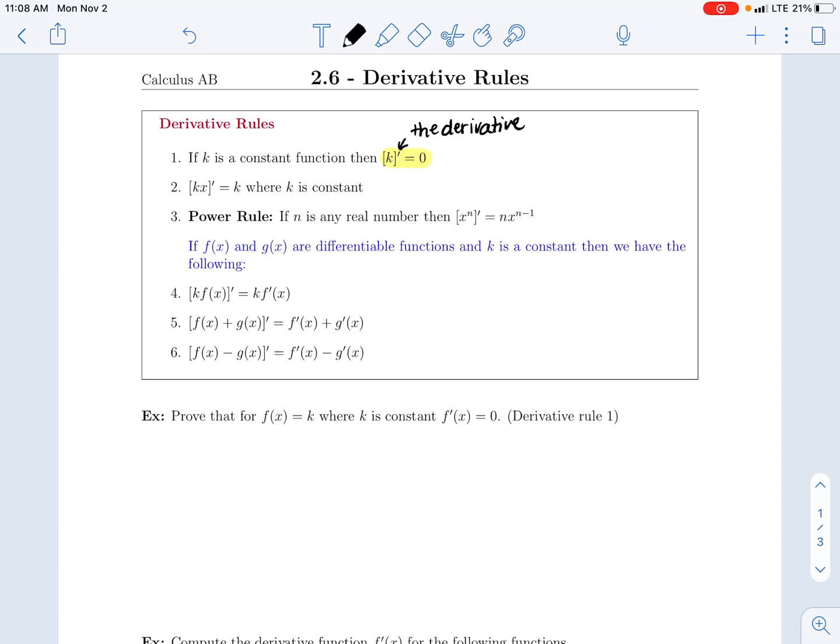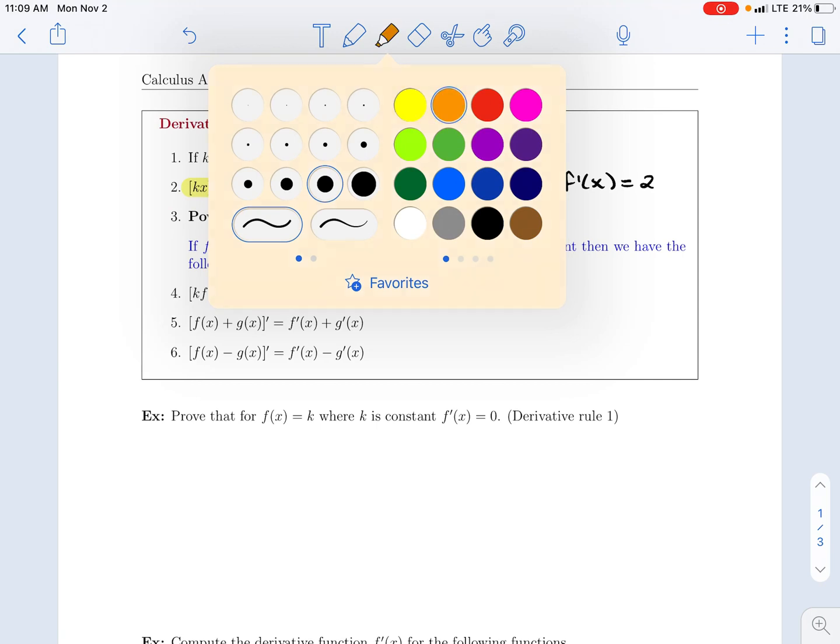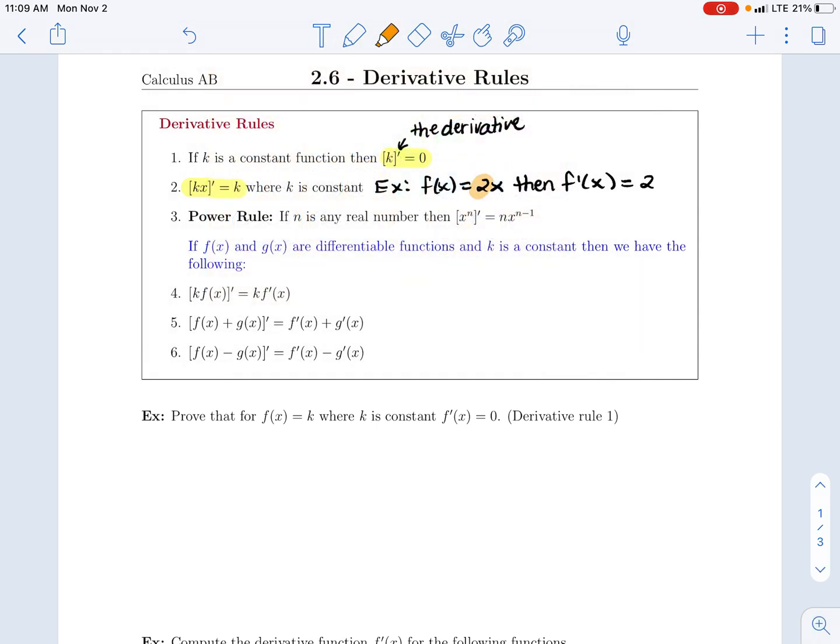So when you see f of x equals some number, the derivative of that function is just going to be 0. Here I'm telling you if you have the derivative of k times x, where k is a constant, then the derivative is just going to be k. An example: say your function is f of x equals 2x, then the derivative function is just going to be 2, because you see that I have a little 2 in front of the x, and so the derivative of 2x would just be 2.